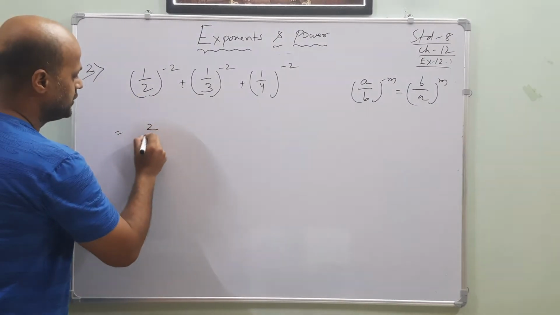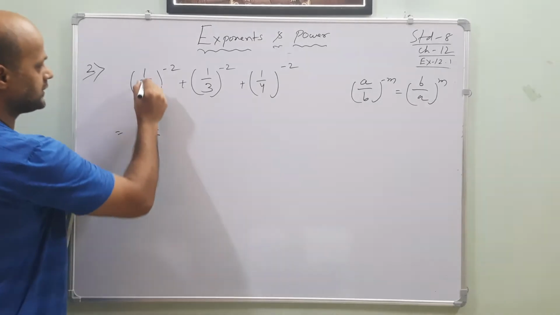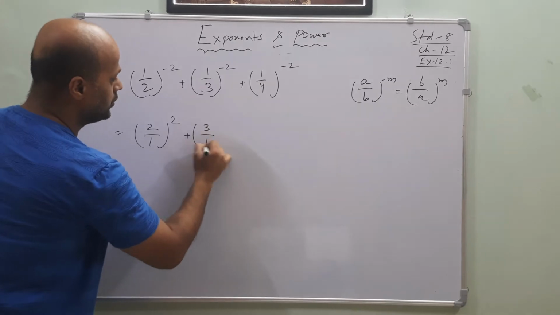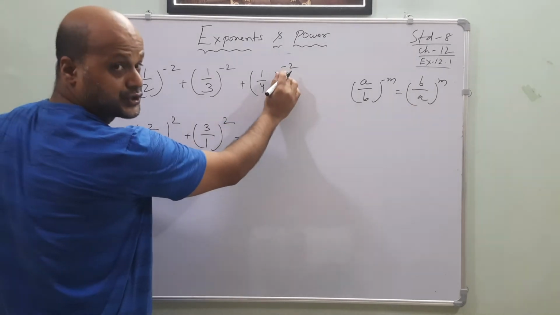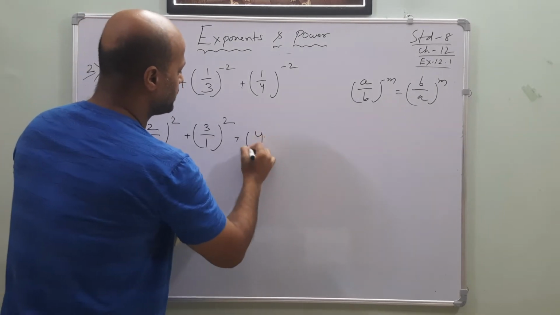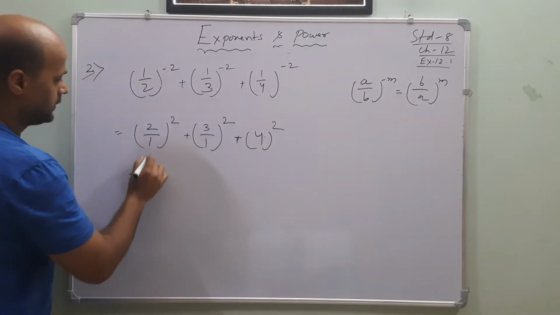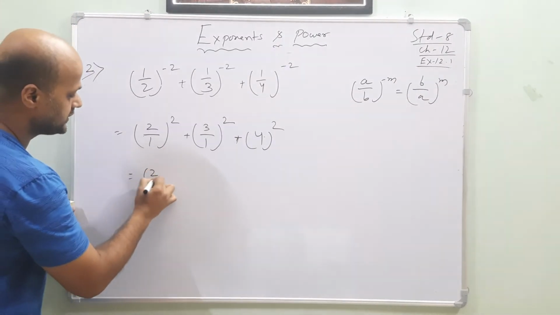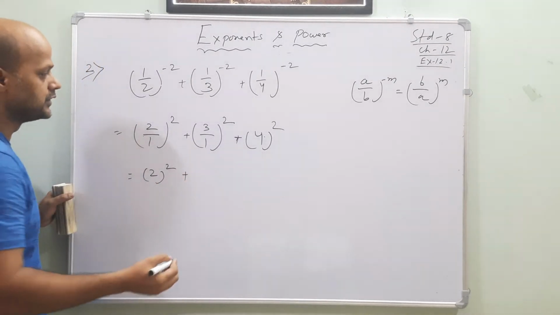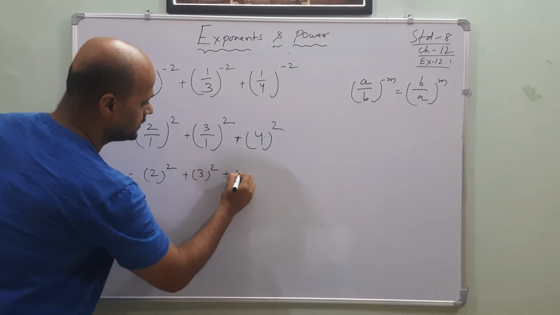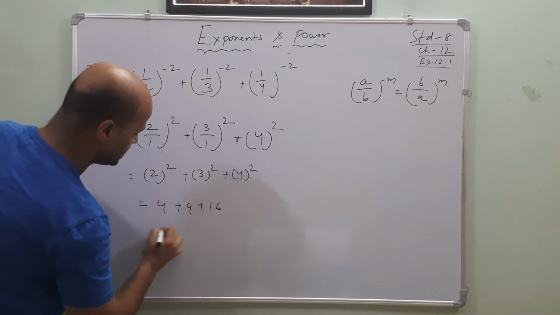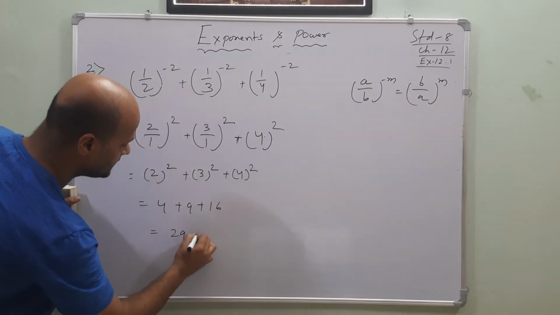Here, to take out the minus means 2 by 1. This one will be the reciprocal. Plus, same here, 3 by 1 whole power of 2. Here also in the power minus 2 is there, so inside the bracket it will also be the reciprocal, that is 4 power of 2. 2 by 1 is what? 2 is the number itself. Yes or no? Anything divided by 1 means that number only. 3 square plus 4 square. 2 square is 4. 9 plus 16. How much is it? 29 is the answer.